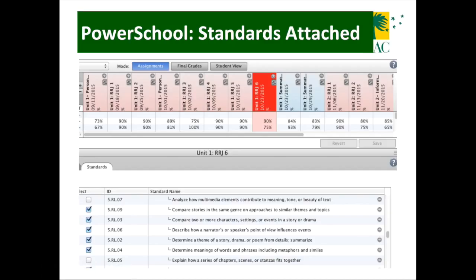PowerSchool is the way we report grades to parents. In PowerSchool, teachers are attaching standards in language arts, reading and writing, to the assessments that are given. You can see that a standard is attached by an S, and that will signify standards attached. This ensures that teachers are assessing the taught curriculum and that all standards in the grade level are being taught.